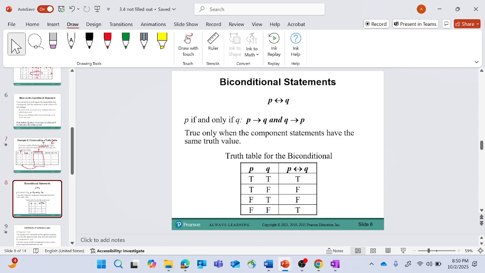All right, biconditional statements. P if and only if Q. So P implies Q and Q implies P. True only when the component statements have the same truth value. What that means is it's only true when P and Q are both true, or when they're both false. Right? That's the only time they're true. We could break it down to show you why that's true, but I think the better way is just understanding biconditionals are only true when they both have the same truth value. Okay?